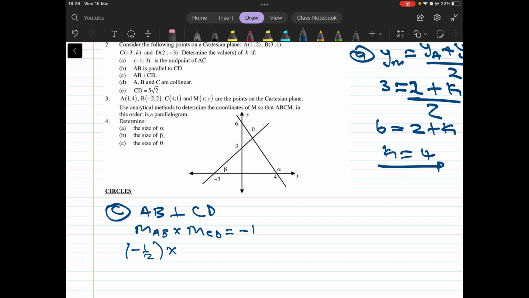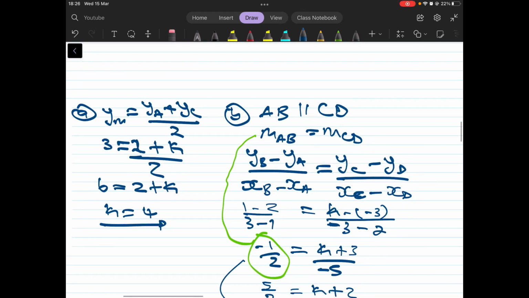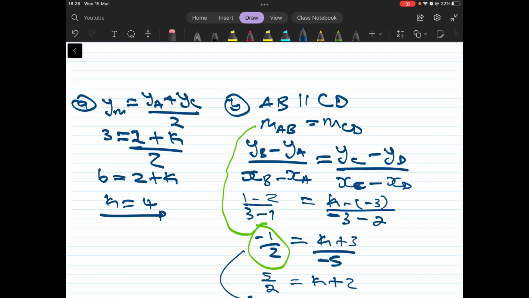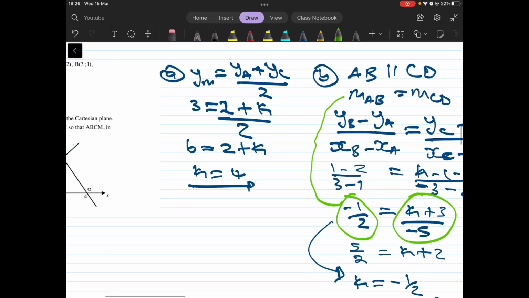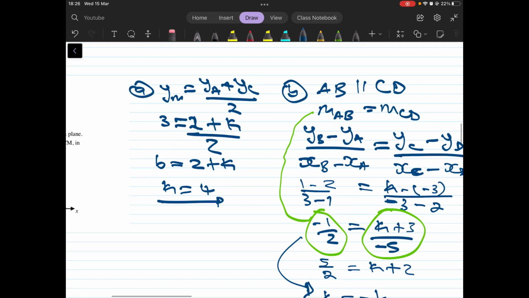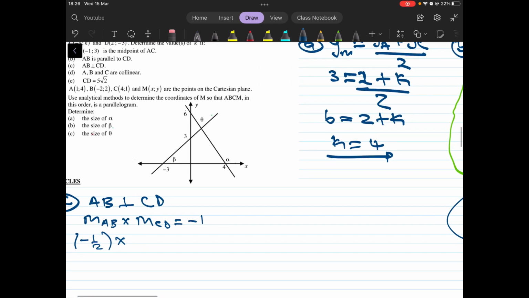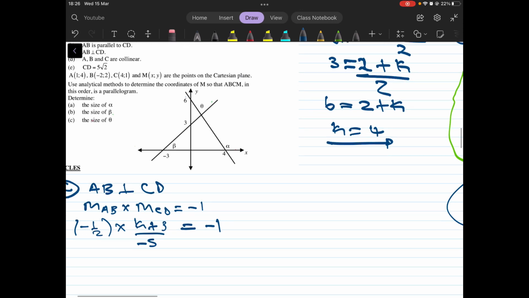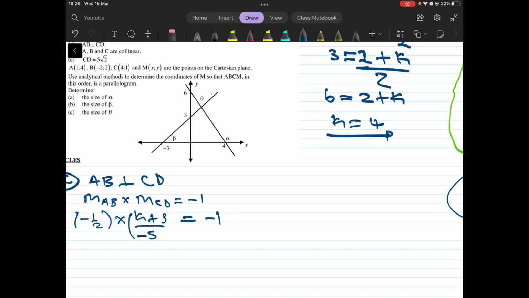And the gradient of CD, what is it? We have tried to simplify it a bit. We got this, so we can just substitute that. That is K plus 3 over negative 5. K plus 3 over negative 5 equals negative 1, just like that. From here, we just need to simplify and solve for K.